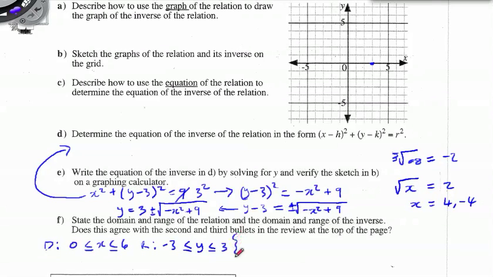What about the inverse function? We know that was centered here. So the domain went from negative 3 to 3. In fact, it's the opposite of this, and the range went from 0 to 6. So we simply write domain, the x value ranged from negative 3 all the way to 3. And for the range, the y value went from 0 to 6.